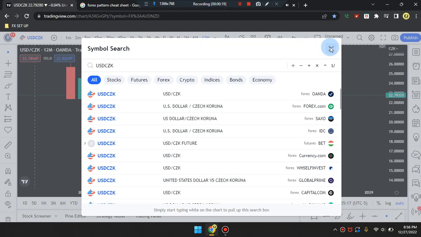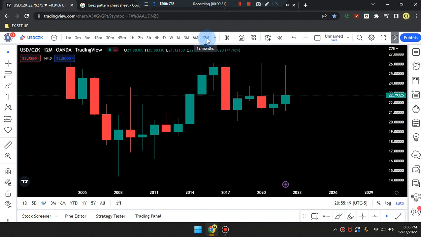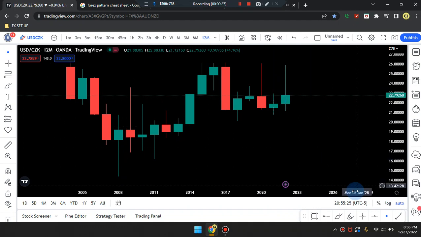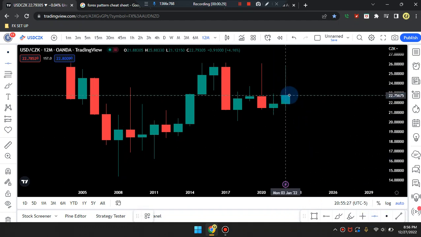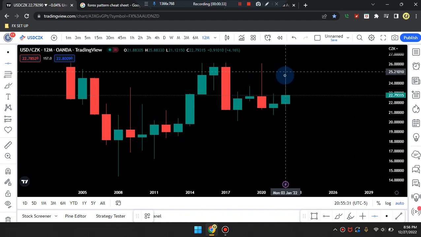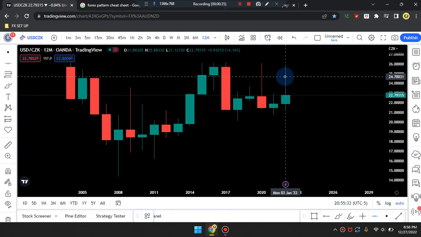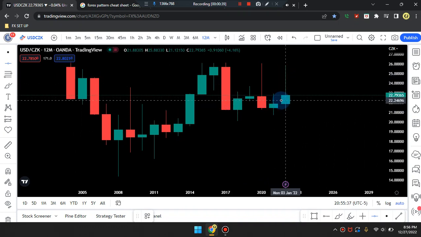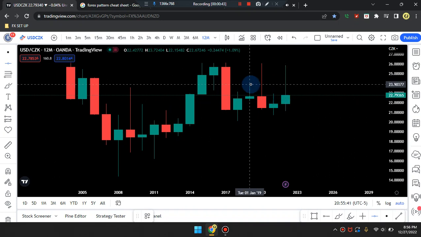We are marking up USD CZK. We are on the 12-month time frame. Each candle will represent 12 months. Price action is a bullish green candle, spiking up to the high, so it could be losing momentum and drop down. Also, it's in the middle of an area, so there are a lot of patterns in here with a lot of wicks. Let's break it down.